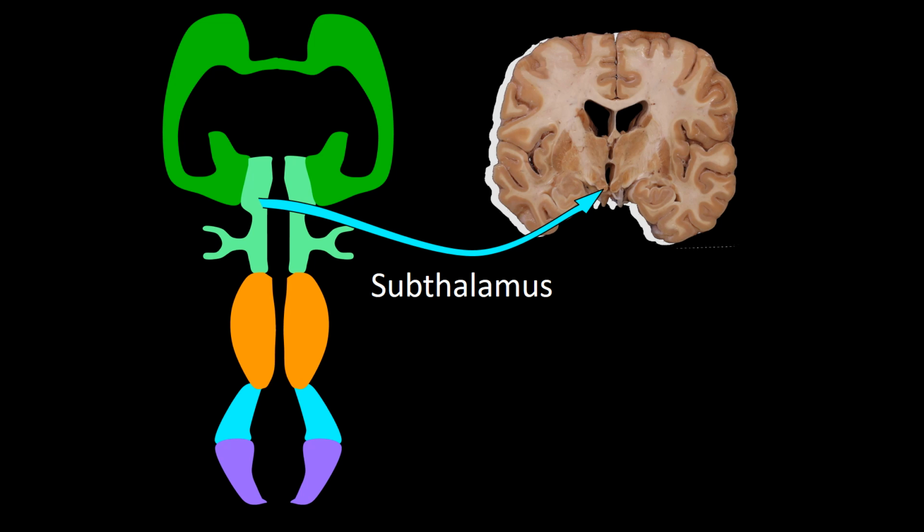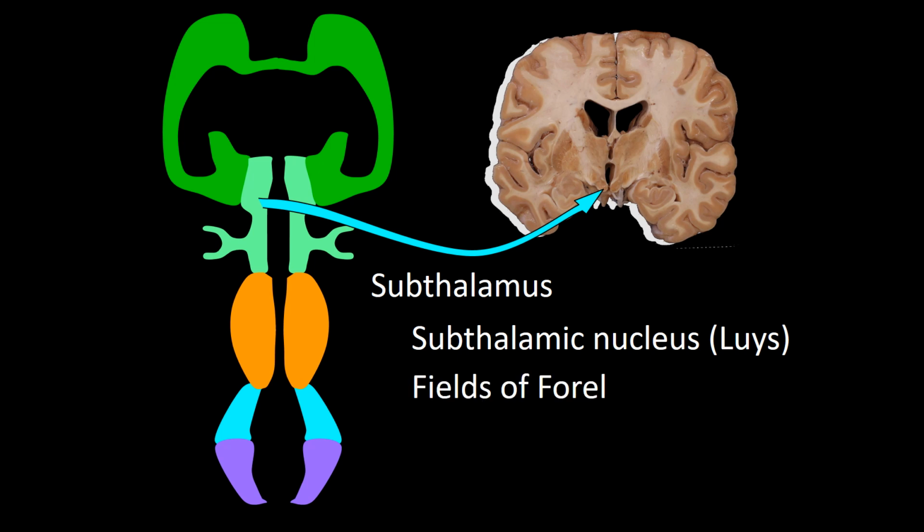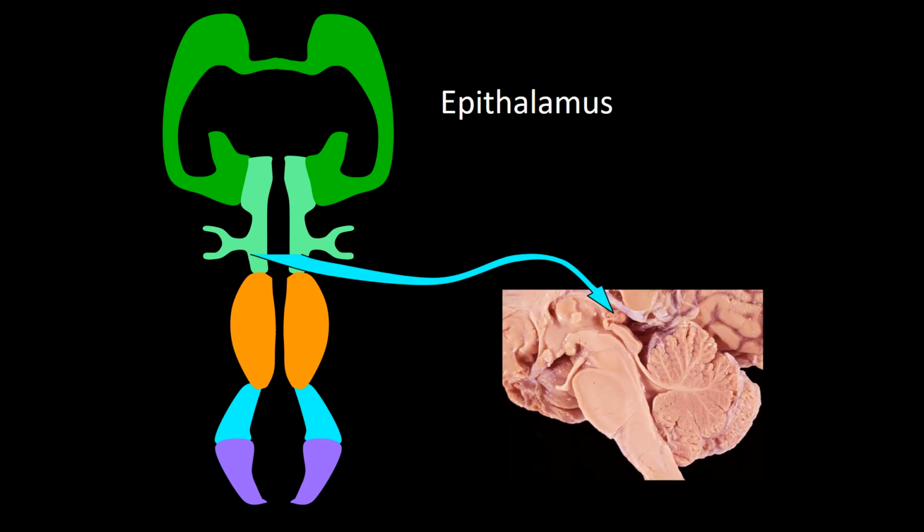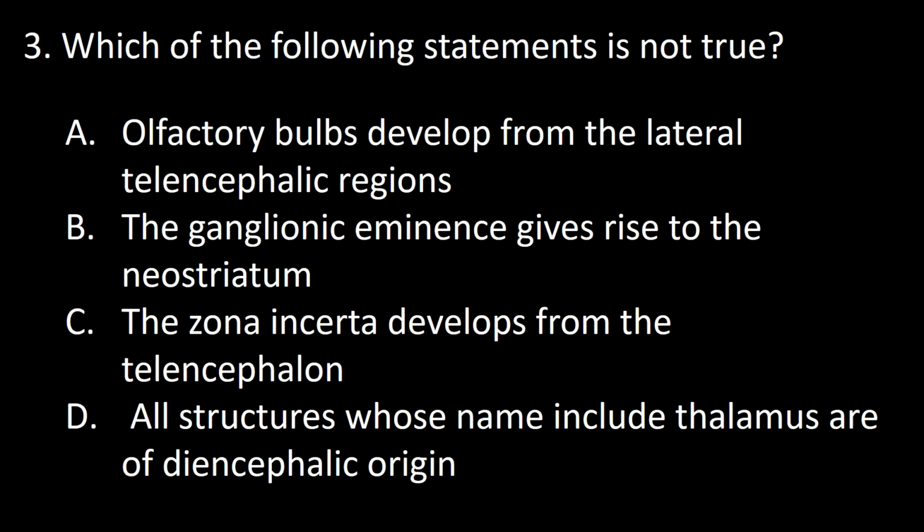In the subthalamus, we find the subthalamic nucleus of Luys, the fields of Forel, the zona incerta. Also, from the same region, we get the epithalamus, which includes the pineal gland and the habenula. So the answer to this question is C.